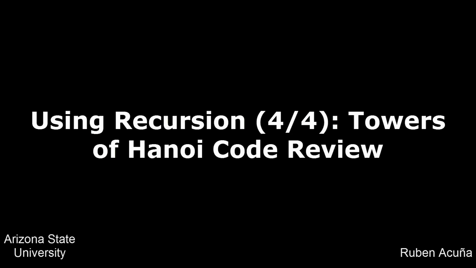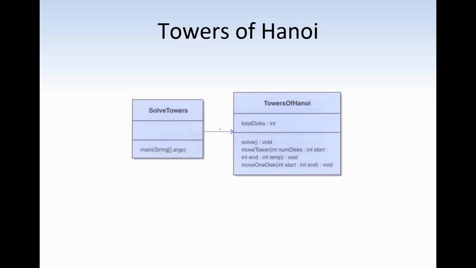Here's the UML. We're going to dive into the code in a second, but this is the overall UML. For this, we basically have our SolveTowers, which is our testing area and the entry point to our program. And then we have TowersOfHanoi, which is going to be our object, or our class, that contains the actual methods for moving and simulating what's going on, how many moves it takes to get from one tower to another.